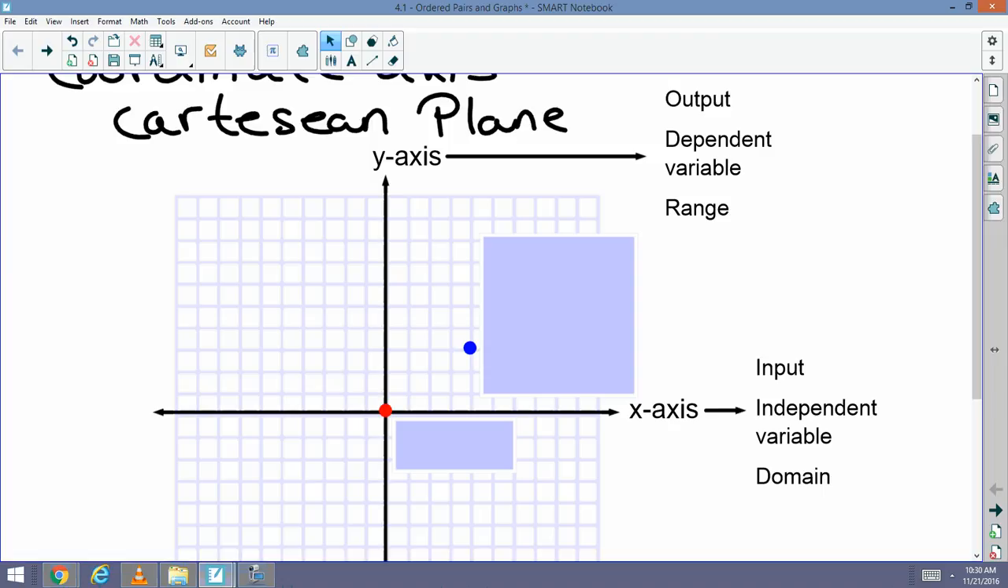Now, in this x and y axis, guys, you have where the x and y intersect, this little red dot here, and that's called the origin.